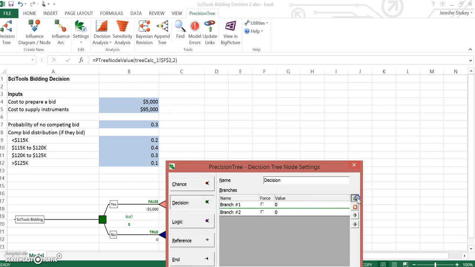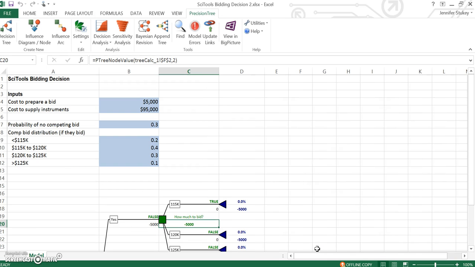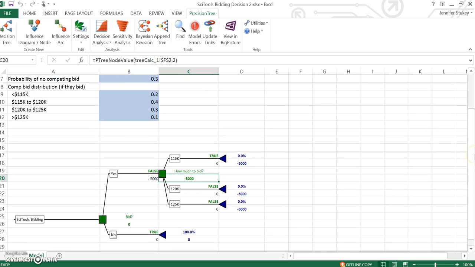So go ahead and we'll click this node and select decision. We are going to select this plus sign to add a branch, and then we will name the decision how much to bid. And we'll call branch 1 $115K, branch 2 is $120K, and branch 3 is $125K. And push OK. All right. And so now we have this. Okay.